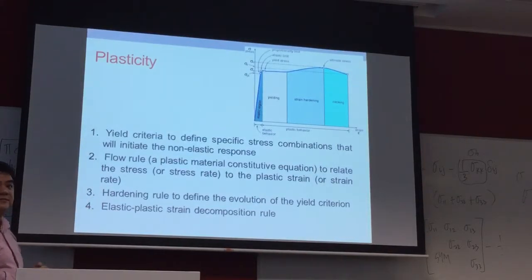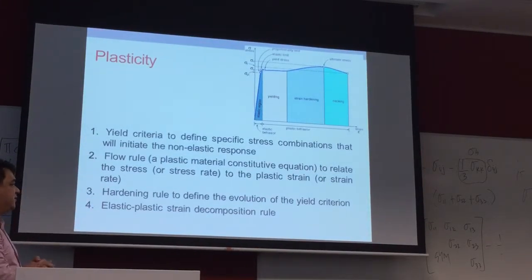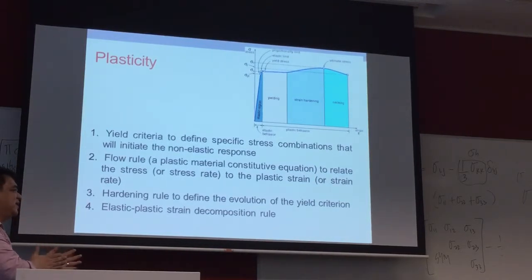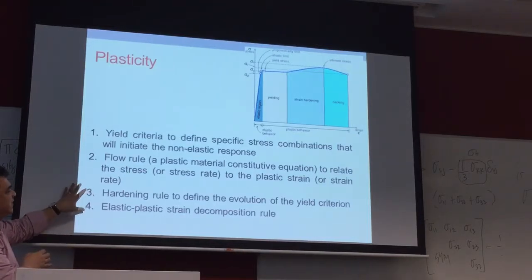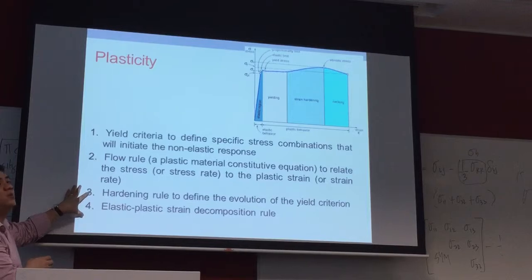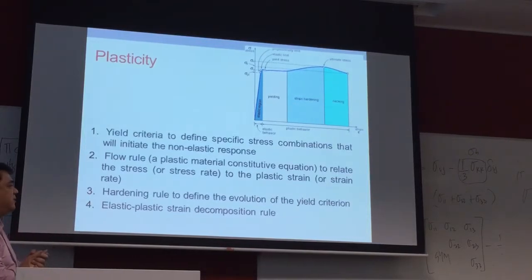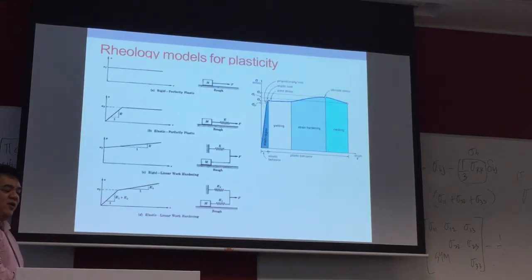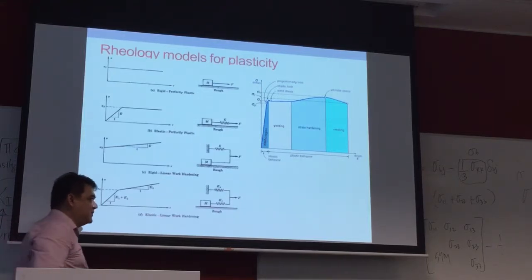Hardening rule, to define the evolution of the yield criteria, we'll explain that later. And the elastic-plastic strain decomposition rule. So these are the 2 things. Probably we won't really go into depth, but we will be solving some problems regarding these.